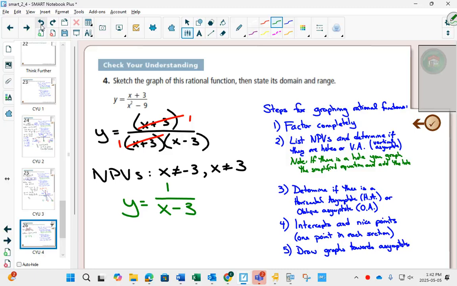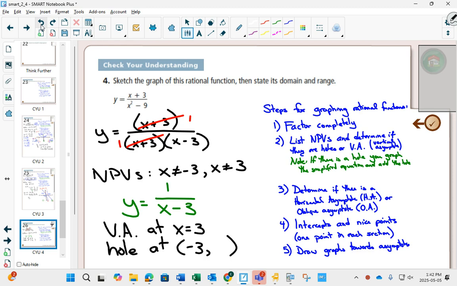So since something cancels out, now we have to decide what our non-permissible values are going to be. Are they going to be holes or are they going to be asymptotes? Well, the one that doesn't cancel out, that's still a vertical asymptote. But the one that does cancel out becomes a hole, or a point of discontinuity. And that hole is going to happen when the x value is negative 3.